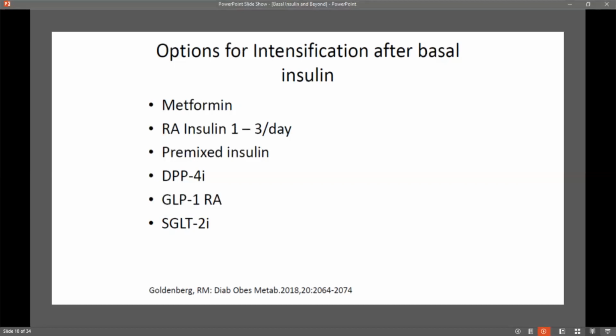So that's an option. DPP-4 is an option, predominantly for patients with poor kidney function, or frail or elderly patients, because it's a safe medication, although it's not a potent medication.